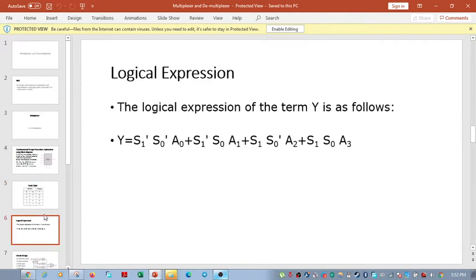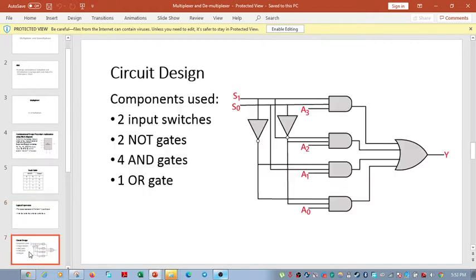Let us look at the logical expression. The output equals S1 complement S0 complement A0 plus S1 complement S0 A1 plus S1 S0 complement A2 plus S1 S0 A3. Let us now look into the circuit design. So this multiplexer consists of 4 AND gates and 2 NOT gates and an OR gate at the last.